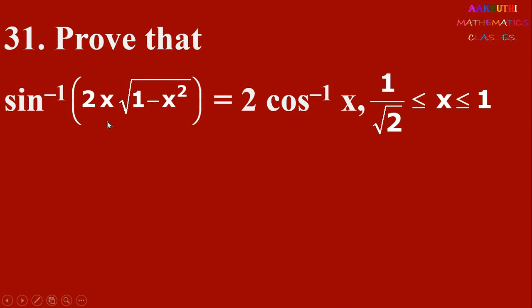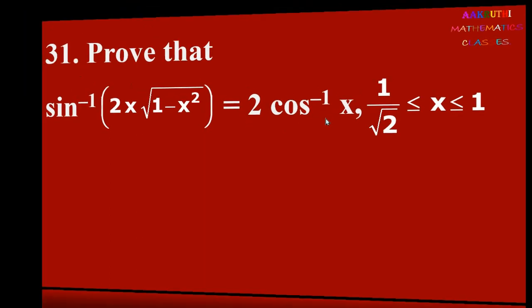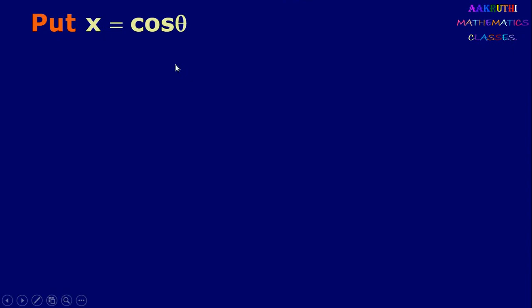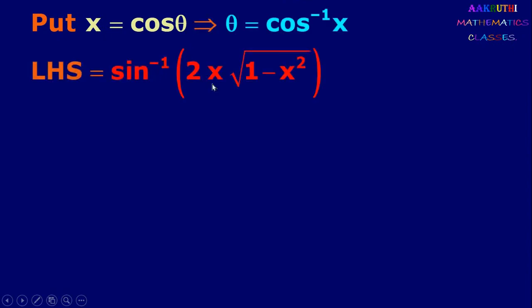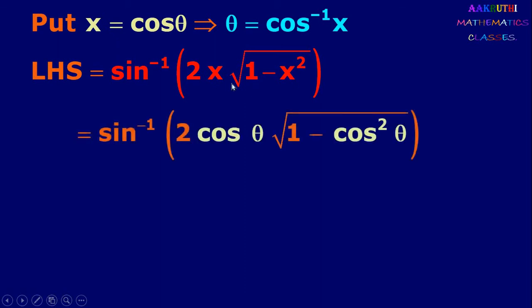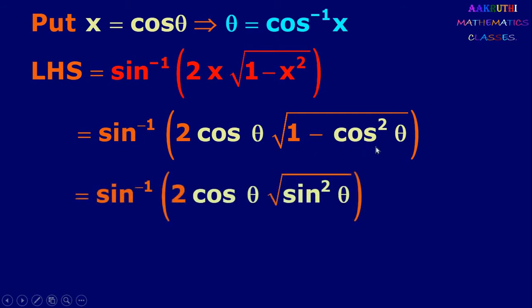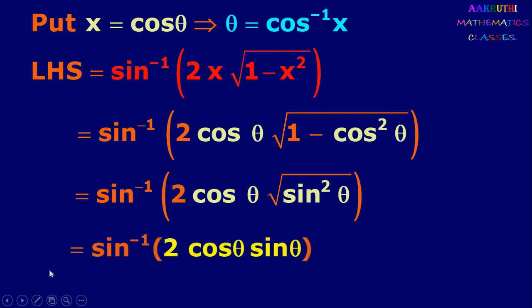So next one, prove that sin inverse 2x into root of 1 minus x square equal to 2 cos inverse x. To get 2 cos inverse x, substitute x equal to cos theta. So here substitute x equal to cos theta and theta equal to cos inverse x. So given question is sin inverse 2x into root of 1 minus x square. Substitute x equal to cos theta, we get sin inverse 2 cos theta into root of 1 minus cos square theta. Now here 1 minus cos square theta is sin square theta, square root get cancelled, we get sin inverse 2 cos theta sin theta.